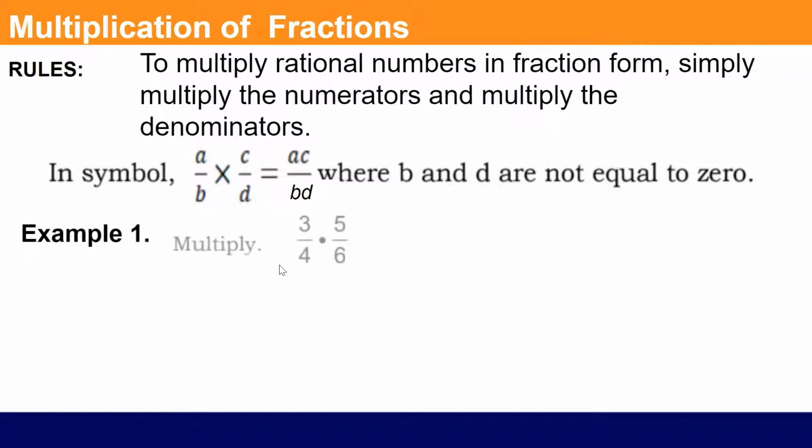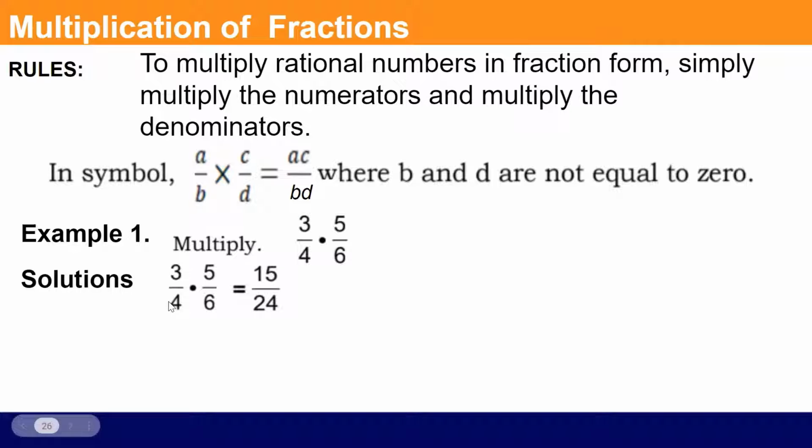Example 1. Multiply 3/4 times 5 over 6. So, again, sabi po natin, multiply the numerators and then multiply the denominators. So, ano po ba ang numerators? Ano po ba ang denominators ng example 1? Okay, so we have 3 and 5 as the numerators, and then denominators, we have 4 and 6. So, i-multiply lang po yan. 3 times 5 equals 15. And then 4 times 6 equals 24.